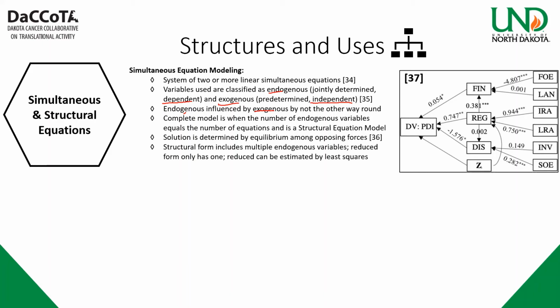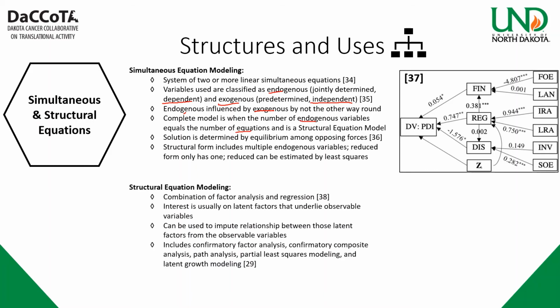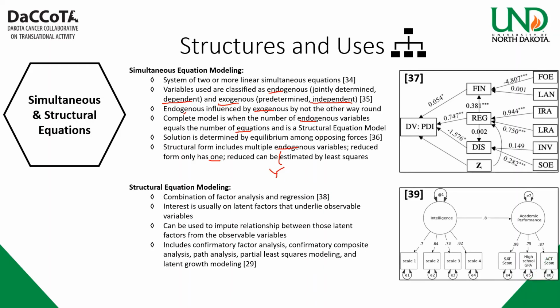Now, if you have a complete model where the number of endogenous variables equals the number of equations, you essentially get our next thing, which is a structural equation model. That's why we have them together. And it turns out if you have multiple endogenous variables, so they're essentially your y variables again, if you reduce to only 1, you're really just down to multiple linear regression. So again, structural equation modeling is essentially a combination of factor analysis and regression. The idea here is that you have a bunch of observed variables, so these boxes, that underlie these latent factors, sort of unobservable, that are typically shown in circles.